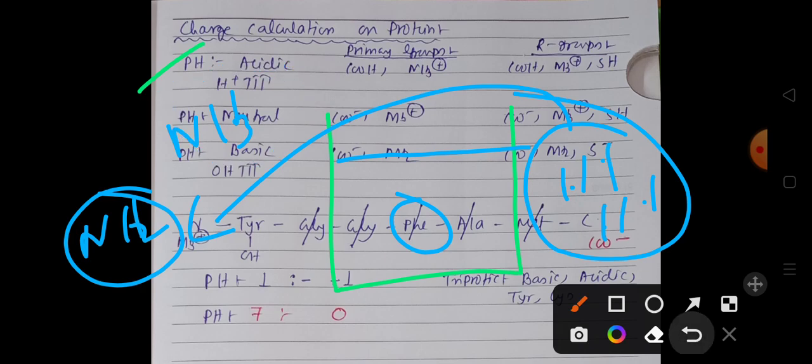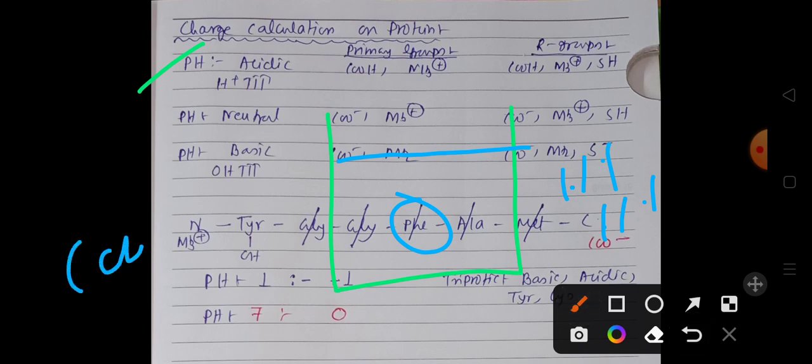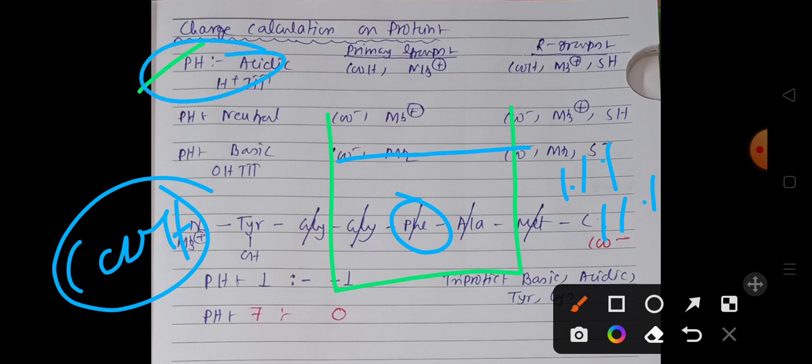And in case of COOH, that is our carboxylic group, what will happen? There will be no kind of protonation. So in acidic pH, NH2 becomes NH3+, COOH remains COOH, and we will have to consider three kinds of R groups. One is COOH, NH3+, another one is the R group which is present in cysteine. So here also only NH2 will be protonated and the remaining two will be the same.